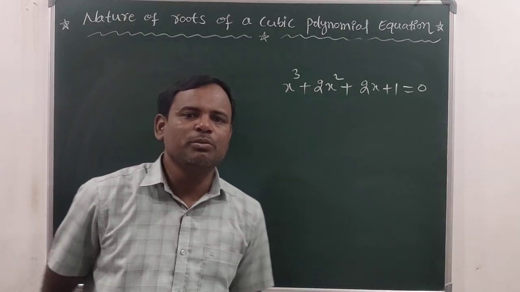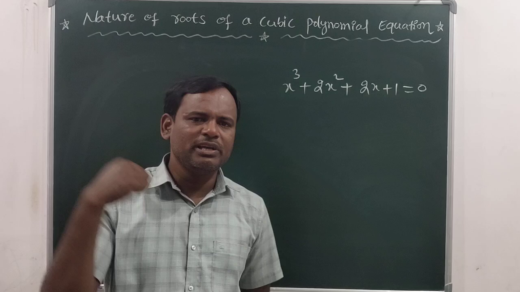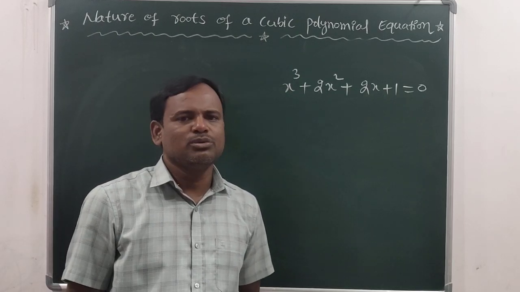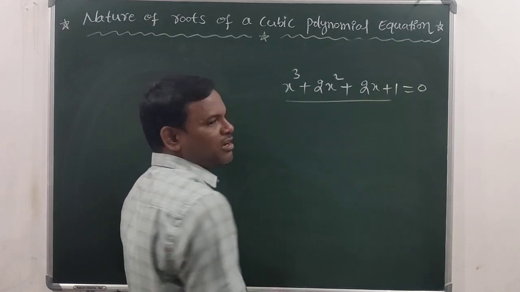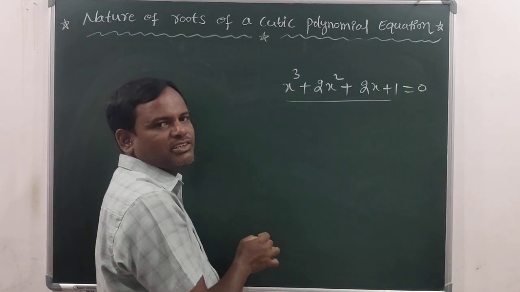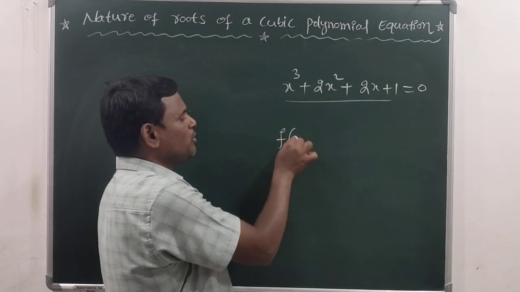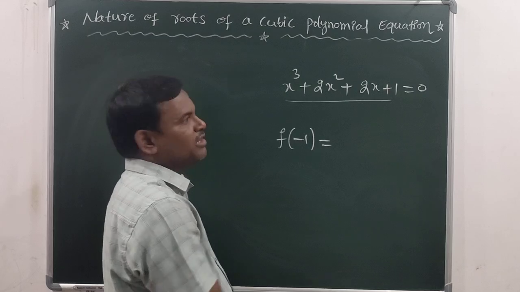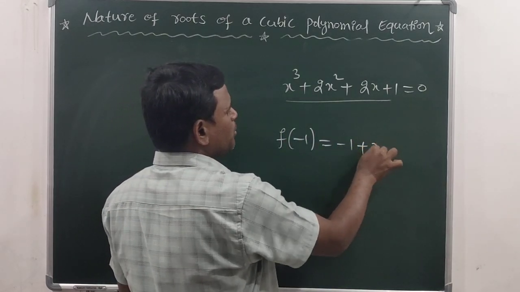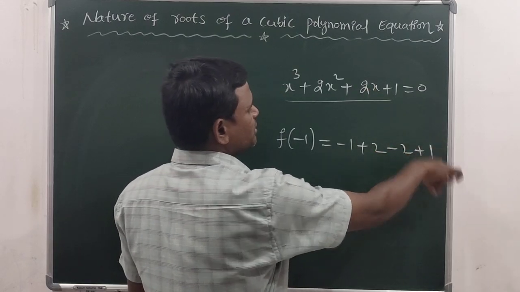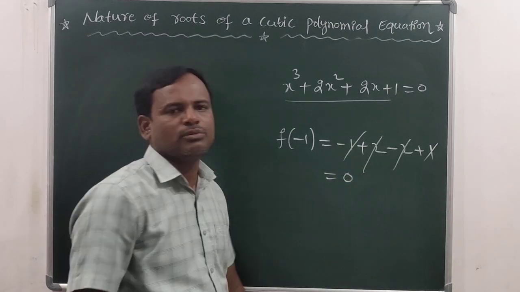You know how to solve this cubic polynomial equation, and you can confirm. Otherwise, by this method also you can answer that question. Generally, we follow the synthetic division method to solve this equation. Take the left side as f of x, and put x equal to minus 1. It is going to be minus 1, plus 2, minus 2, plus 1. Both of them cancel. Result 0.